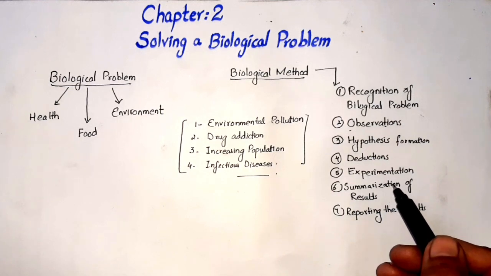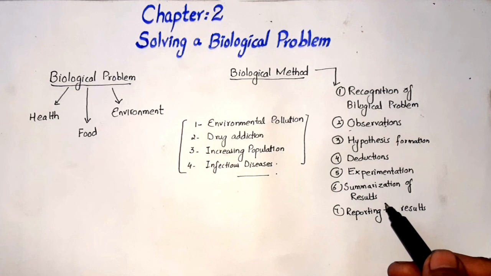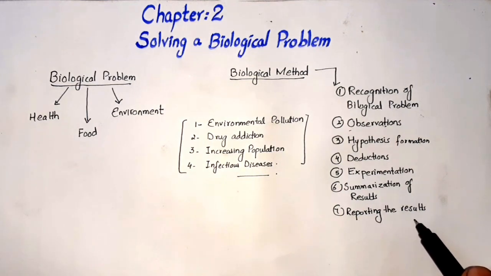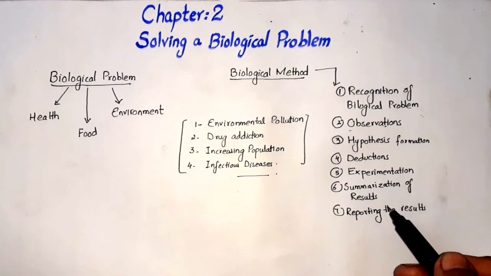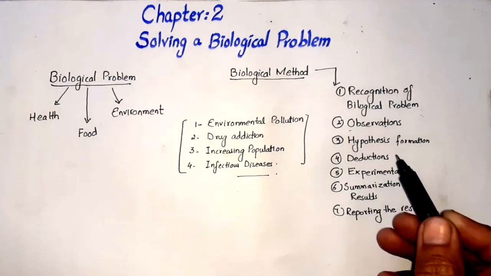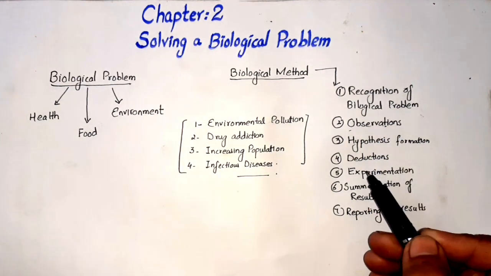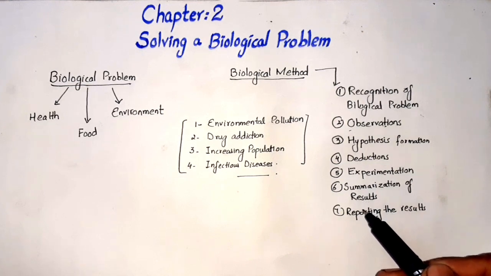When my experiment was completed, I summarized the result, and then at the end I reported the result in my thesis, and that was also published. And so this is the method you have to adopt to solve a biological problem. Now you have to recognize these 7 steps. In the next lecture, inshallah, we will go into the detail of each step, and you will be able to understand this much better.